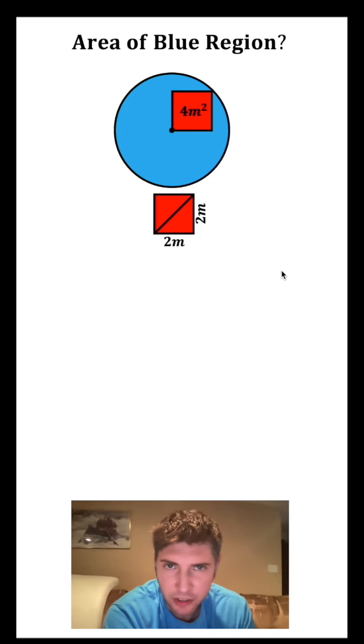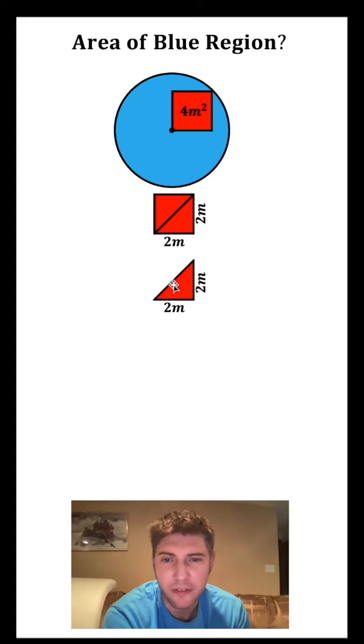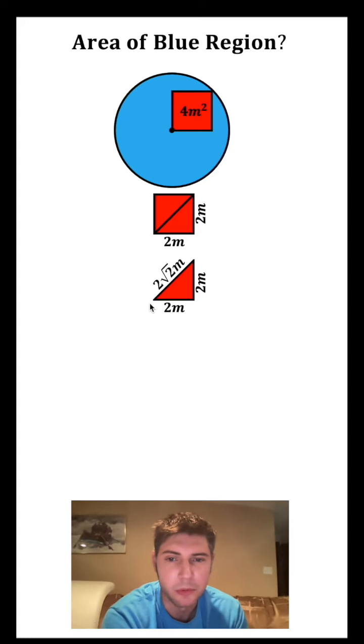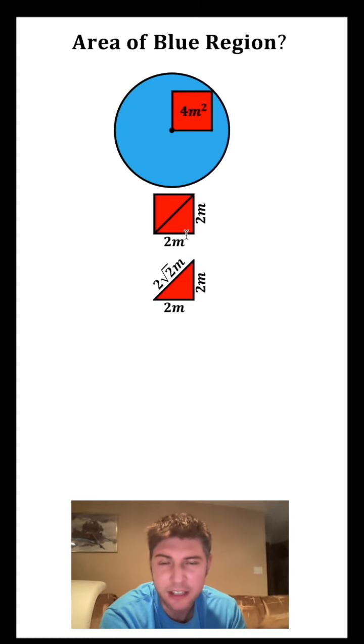If we look at the diagonal of this square, to find the length of it, we can copy down this triangle. In all 45, 45, 90 triangles, the hypotenuse is exactly root 2 times the side length. And if you don't have that memorized, you can also use the Pythagorean theorem. It looks like this right here. So now we know the diagonal length of this red square.